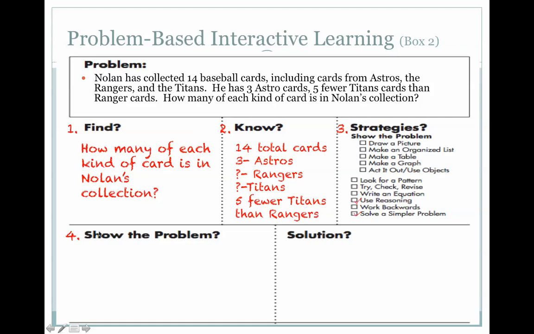Well, if I look at my problem solving sheet and the information, I know that I can take away the 3 Astro cards from the total and find out what's left. So 3 from 14 is 11. So I have 11 cards left over after I take out the Astros, which leaves me with figuring out which one has 5 fewer.